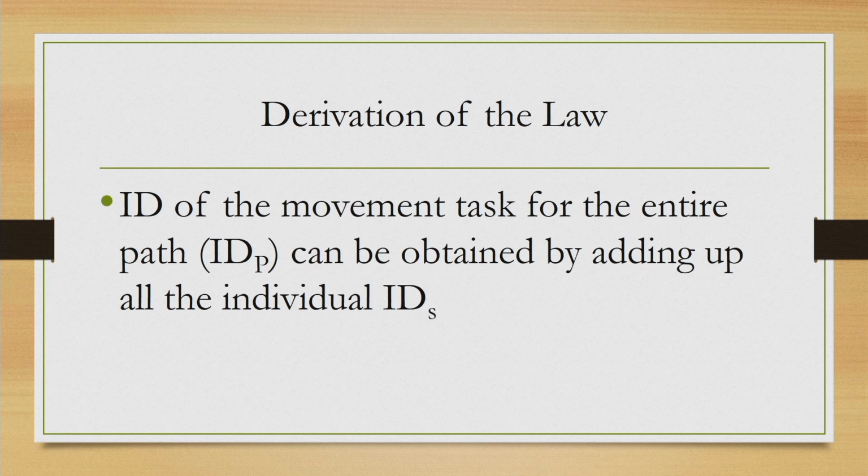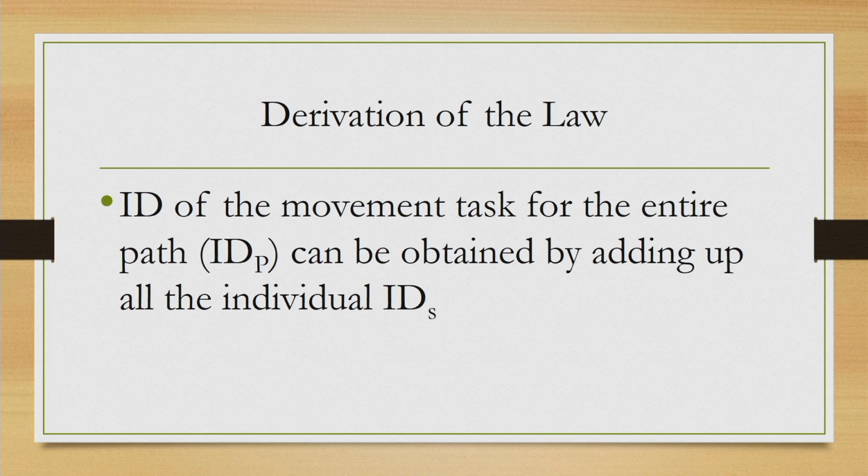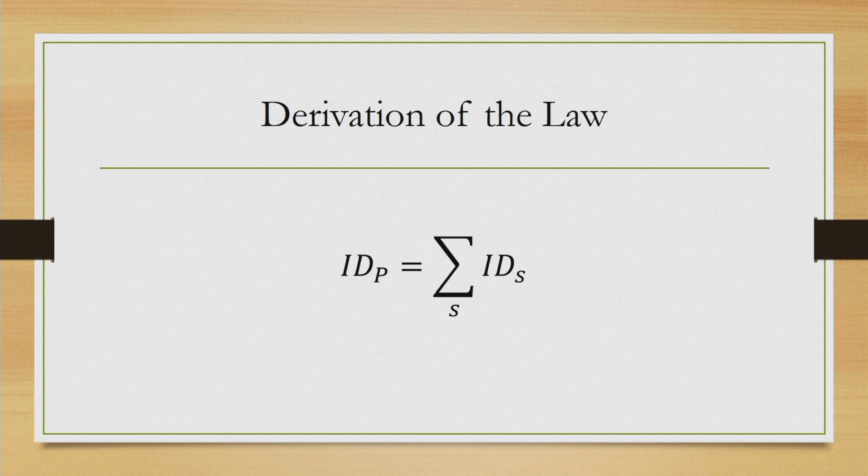Then once we know the ID of individual segment movement tasks, we can sum up all the IDs for all the segments along the entire tunnel path to get the overall index of difficulty. And so we can get that with the use of a summation of individual IDs as shown in this expression. Here IDP is the index of difficulty for the entire path, which is a summation of individual segment moving task IDs, and it is summed over all the segments that are there in the tunnel.